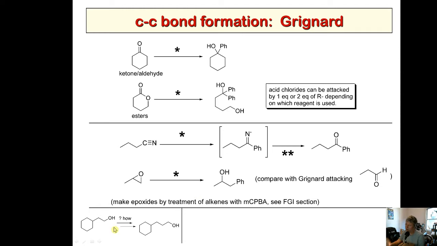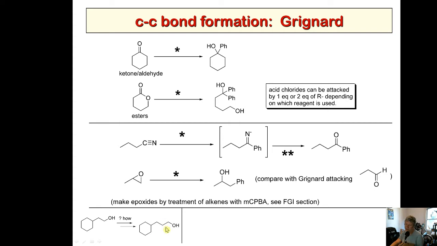How would you do this? How would you go about this sequence? Well, you have 2 carbons OH, and you want to make 3 carbons OH. How many carbons are we adding? 2 plus X is 3, X equals 1. So it looks like we're adding a single carbon electrophile, right? What's your single carbon electrophile? How many single carbon electrophiles do you know?